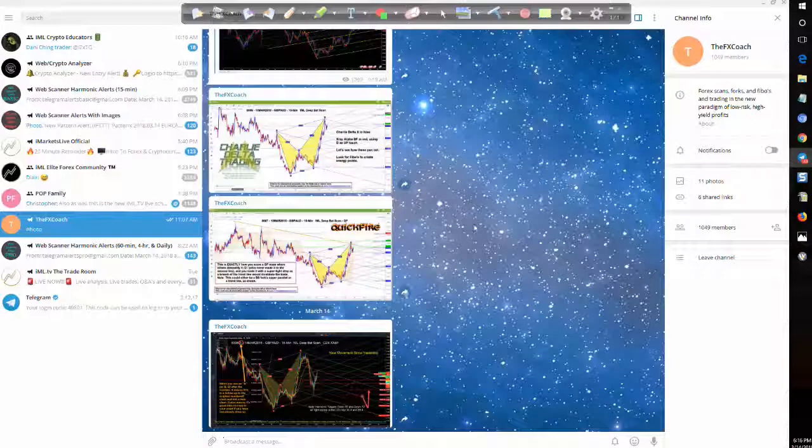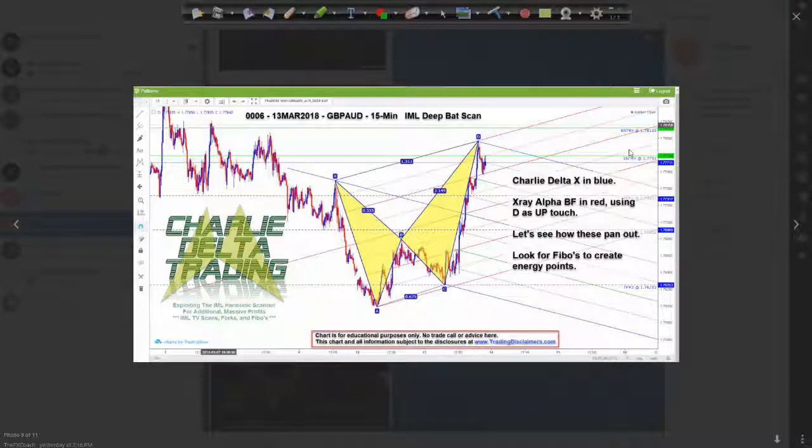Here's my desktop Telegram. So we do things like this one I posted yesterday, where we take the scan, we put the Charlie Delta fork on here. It's the one in blue. So C, D, we go back to X for the Charlie Delta fork. That makes it a traditional fork.